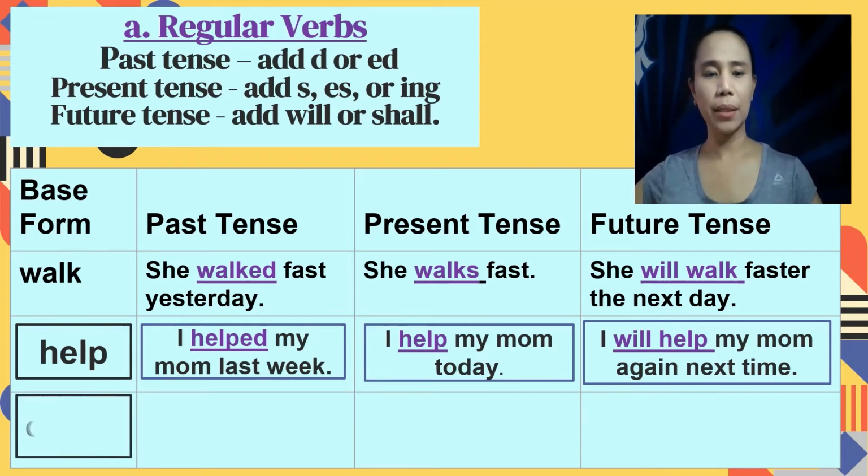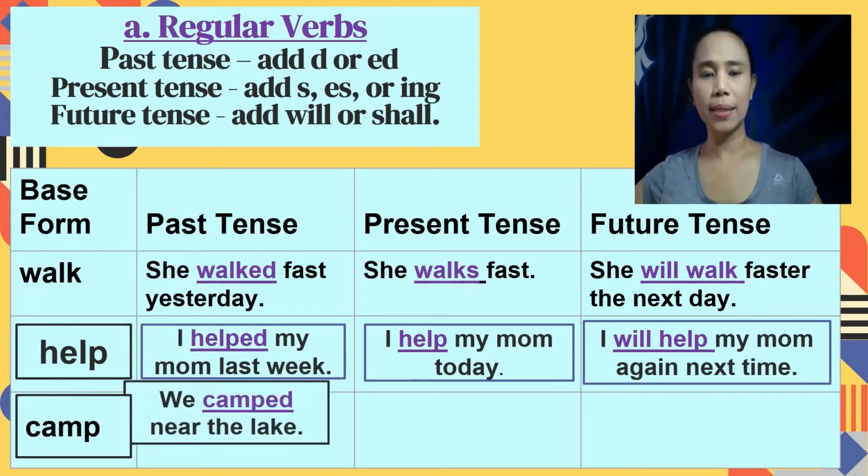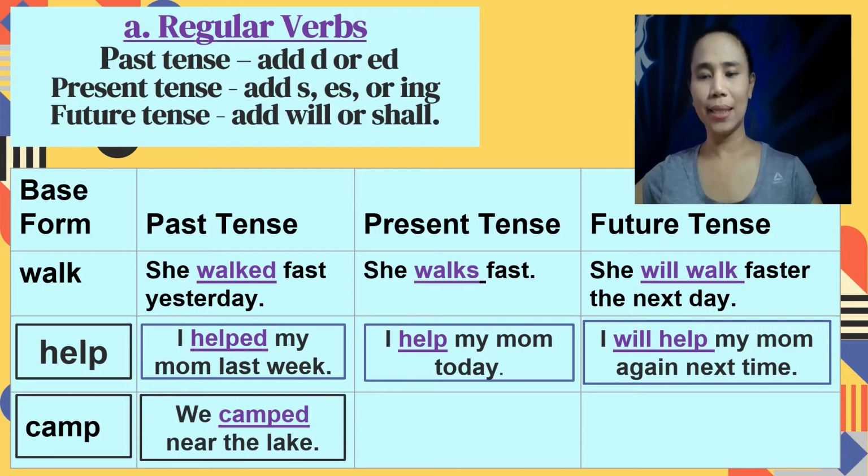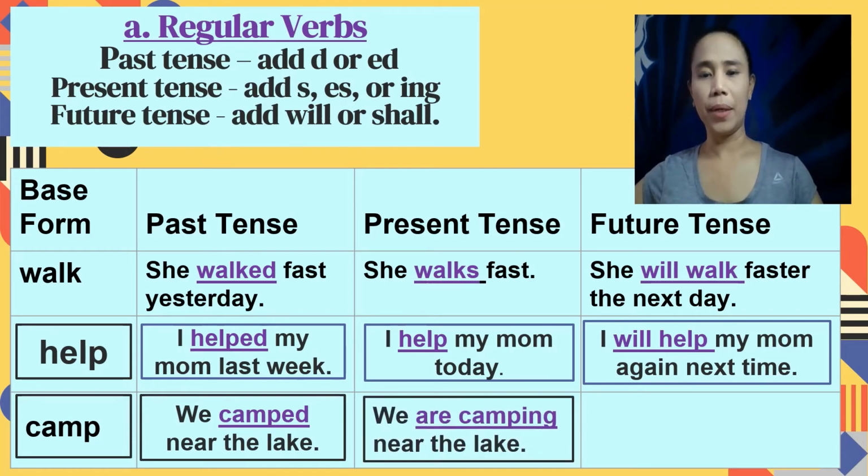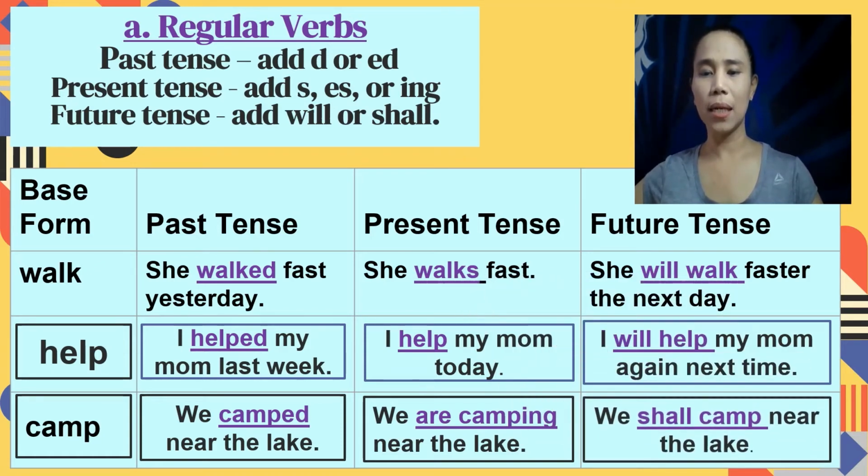So another example, and the base form is camp. So in the past tense, we can say we camped near the lake. And in present tense, we can also use the verb to be, so we can say we are camping near the lake. In future tense, we can use shall instead of will. We shall camp by the lake or near the lake. So yeah, that's it. So just remember all these rules for the regular verbs. They are easy to remember, right? So let's go along.